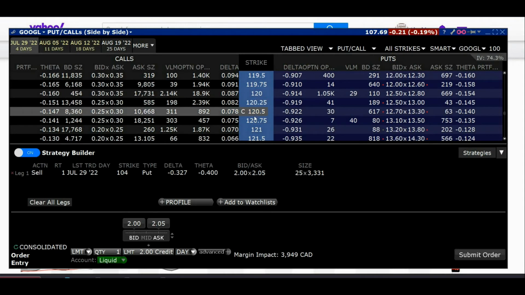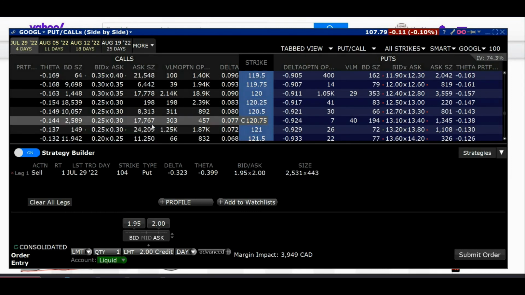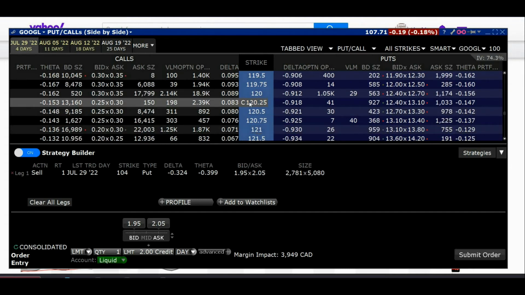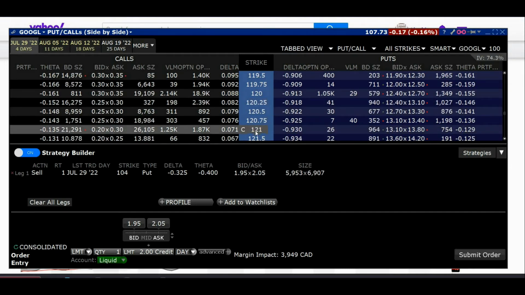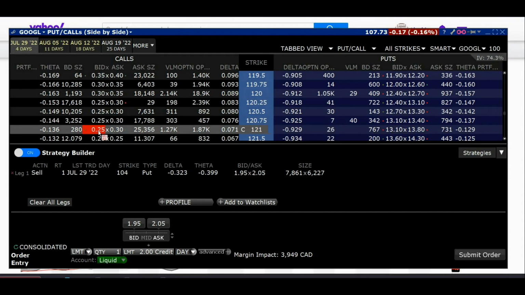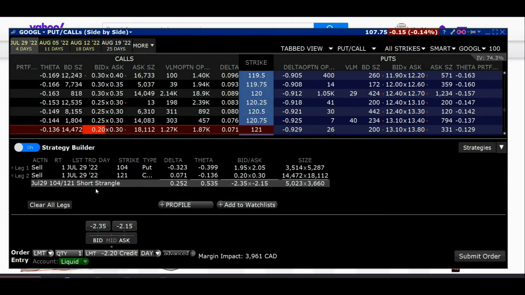Maybe I want to play a little bit safer because it is earnings week. Anything can happen. If the share price goes to the moon, then I want to make sure I capture as much of that gain as I can. So maybe I'll do a 121 because it looks like from 120.25 to 121, the bids and asks are pretty much the same. So I might as well go for the 121 and try to make around 25 to 30 cents there. So I'll click on the sell leg here. So now I have a short strangle.